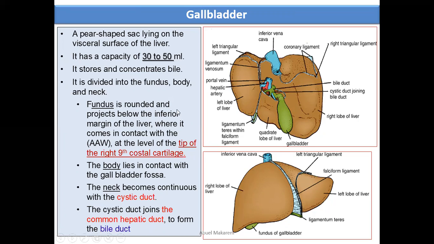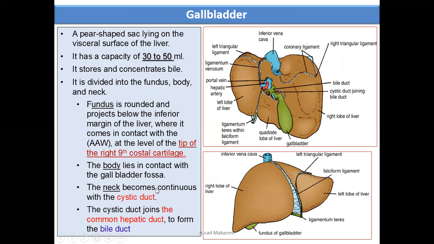The fundus is rounded and projects below the inferior margin of the liver, where it comes in contact with the anterior abdominal wall. At the level of the tip of the right ninth costal cartilage, you can feel the gallbladder. The body lies in contact with the gallbladder fossa, as you can see here.